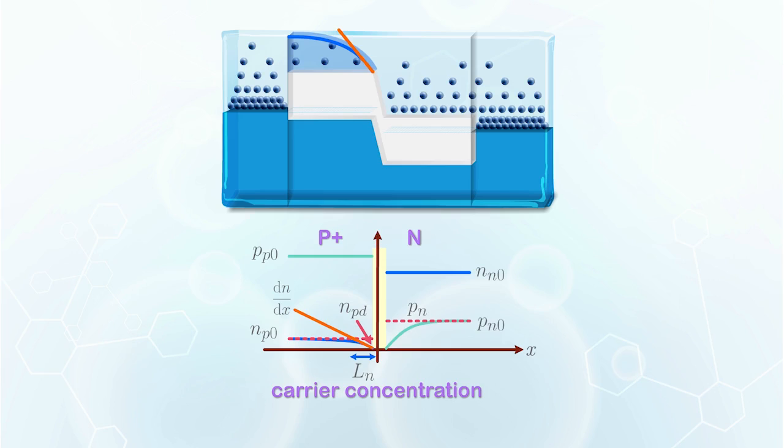With all these new symbols defined, the slope dn/dx for the p-side electrons near the depletion region is just np(d) minus np0 divided by Ln. And the electron diffusion current density is just this value multiplied by q Dn. In this equation, all are constants with respect to the applied voltage, and the only unknown is np(d).